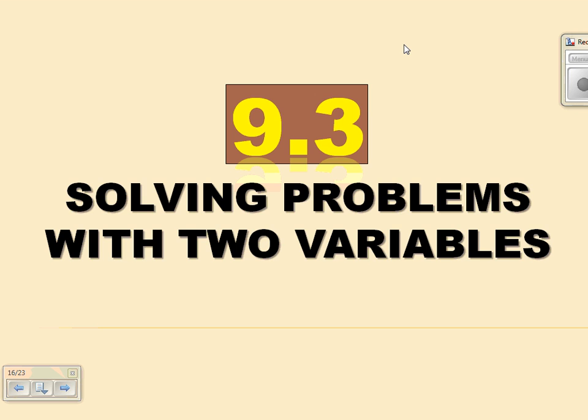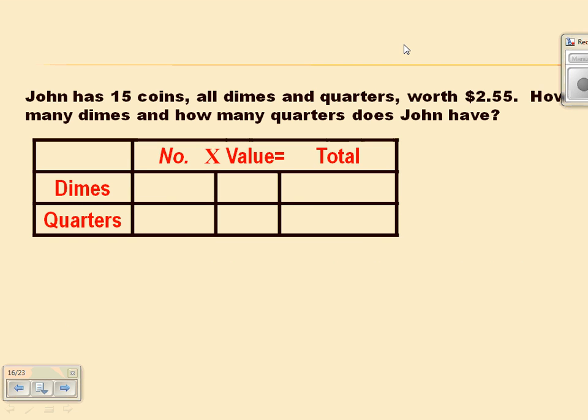But let's get reacquainted. We're going to do this first slide by first solving it using the old method. John has 15 coins, all dimes and quarters, worth $2.55. How many dimes and how many quarters does John have? Well, the old way that we did this was solving everything using one variable.